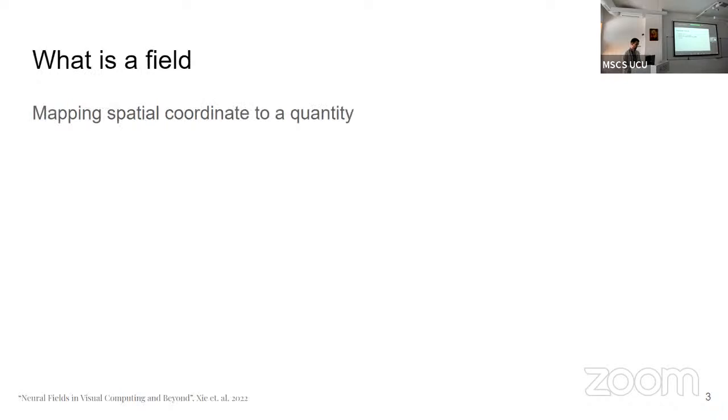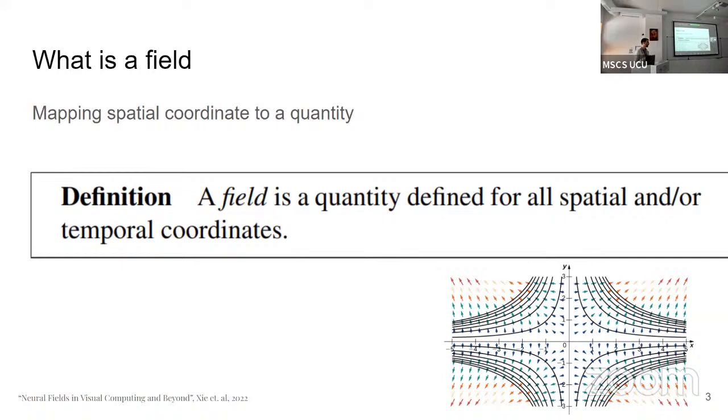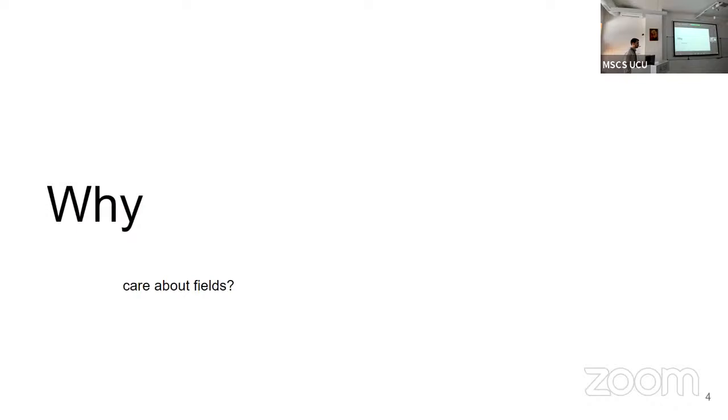So let's start with an abstract but strict definition of the term field. A field is a quantity that is defined for all spatial and/or temporal coordinates. It is thought of as an n-dimensional volume, where for each point in this volume we have some quantity of interest defined, like temperature or pressure. It's a very useful concept in classical science. But why do we care about this concept in computer science and in machine learning in particular?